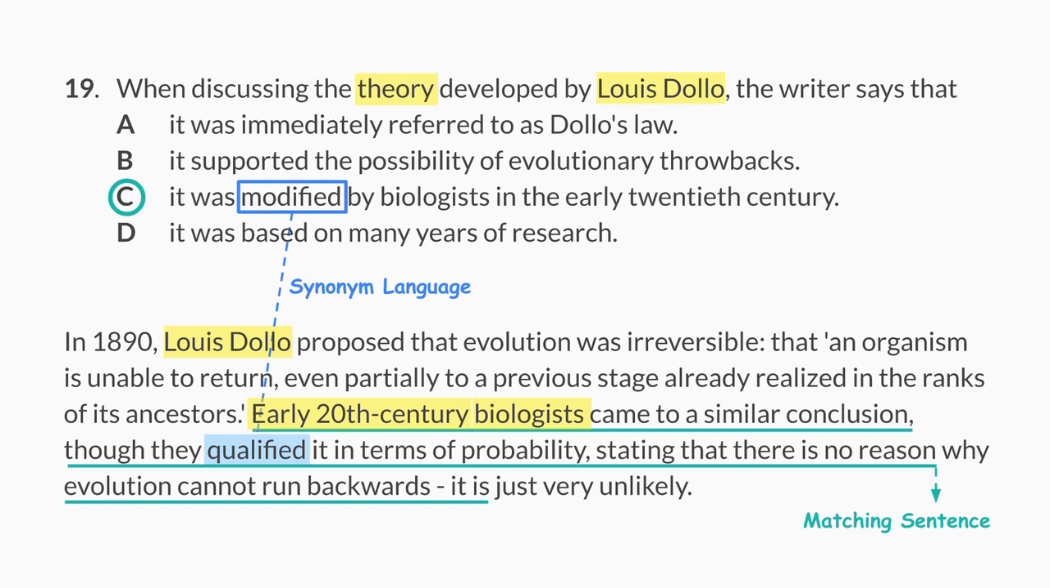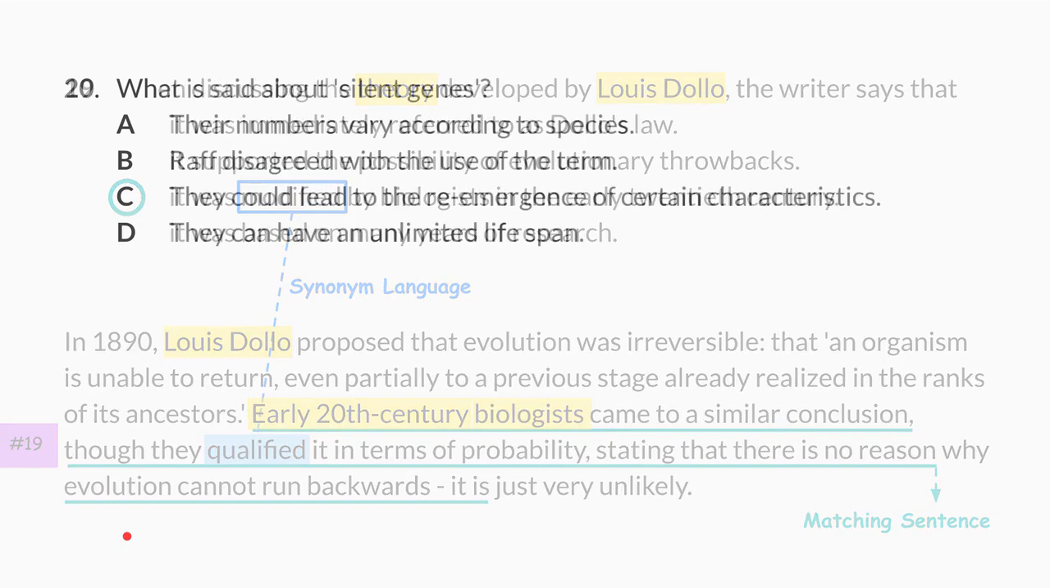You are going to put a number next to the matching sentence where you found your answer. So we know that we found our answer to number 19 right here. So the answer to number 20 is going to come after this paragraph. So let's take a look at our question number 20 now.